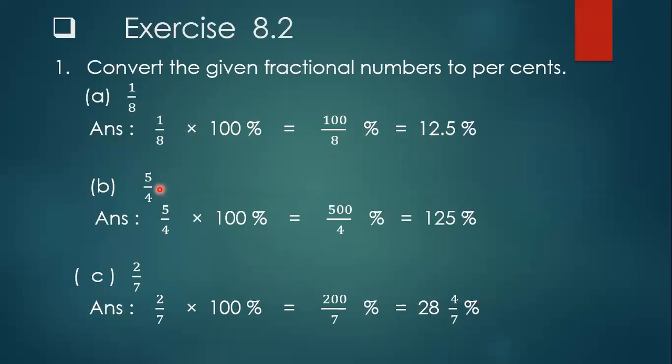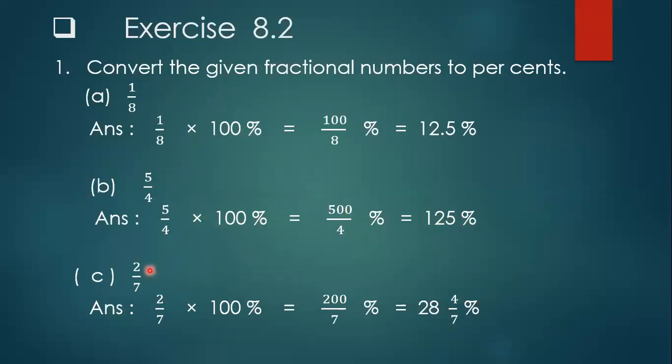Second question, 5 by 4. Here also same method. For converting fraction into percentage, only multiply by 100, and 100 should be multiplied with the numerator. So 5 by 4 into 100. 5 into 100 is 500. 500 divided by 4, you will get 125. And also give the percentage sign. So 5 by 4 is equal to 125 percentage.